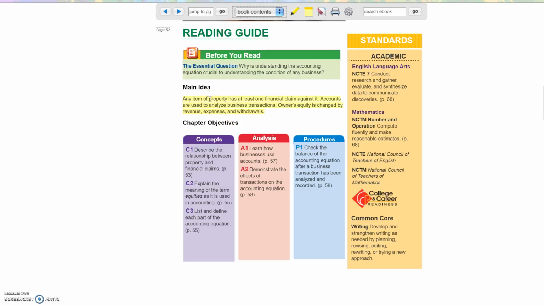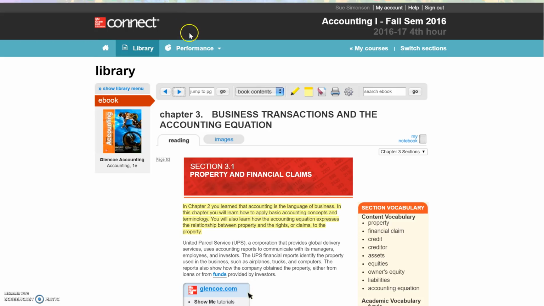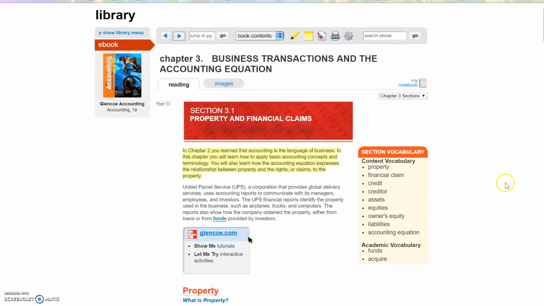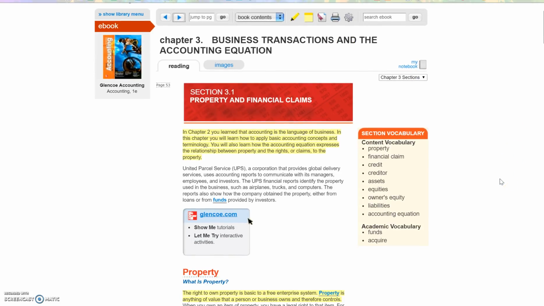Main idea here: any item of property has at least one financial claim against it. Accounts are used to analyze those business transactions. We're going to learn about that in the second section. Owner's equity is changed by revenue, expenses, and withdrawals, and that is the third section. Okay, so to look at 3.1, this section is going to talk about property and the financial claims to the property.